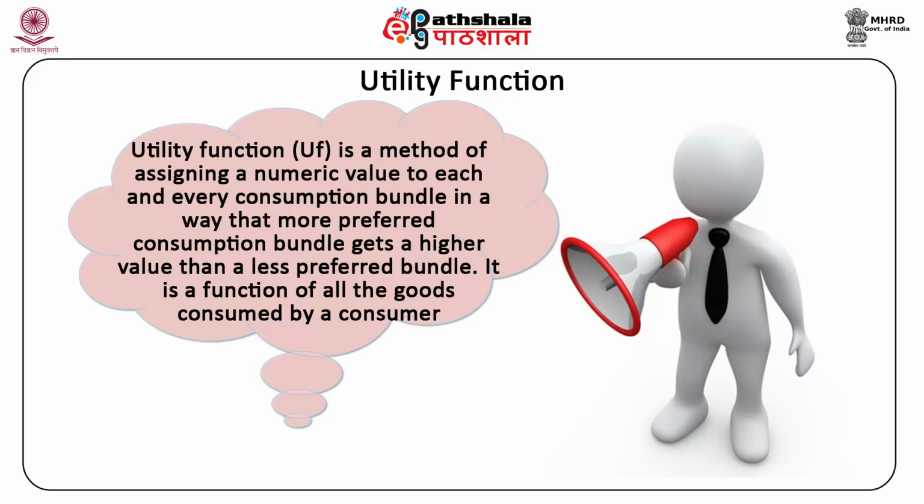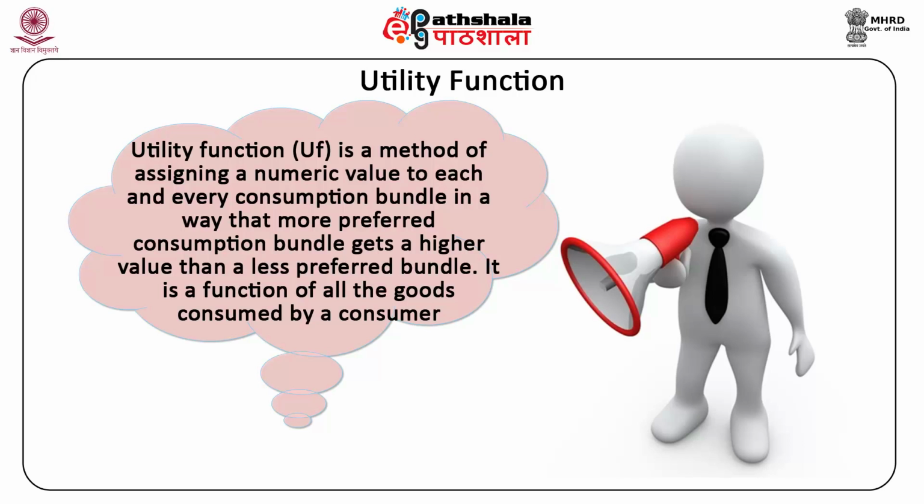To measure utility, we need a function which enables us to assign a number to each consumption bundle so that we can compare the satisfaction derived from each consumption bundle. In simple words, utility function UF is a method of assigning a numeric value to each and every consumption bundle in a way that more preferred consumption bundle gets a higher value than a less preferred bundle. It is a function of all the goods consumed by a consumer.